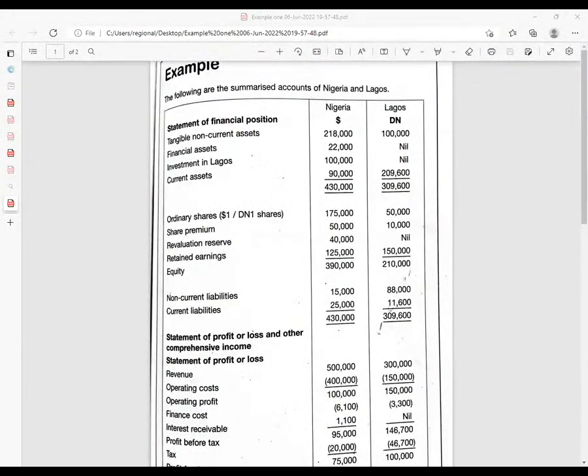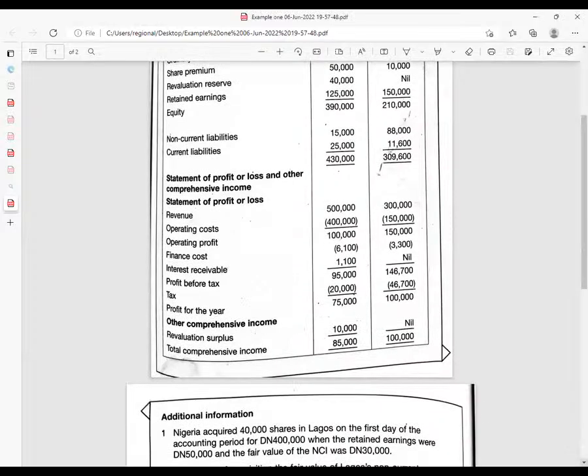So we are told here, they have given us a statement of profit and other comprehensive income. So we have, first of all, the statement of profit or loss, and then we have other comprehensive income. Under other comprehensive income, I have revaluation, and then I'll be bringing in the foreign currency exchange. It also falls under other comprehensive income.